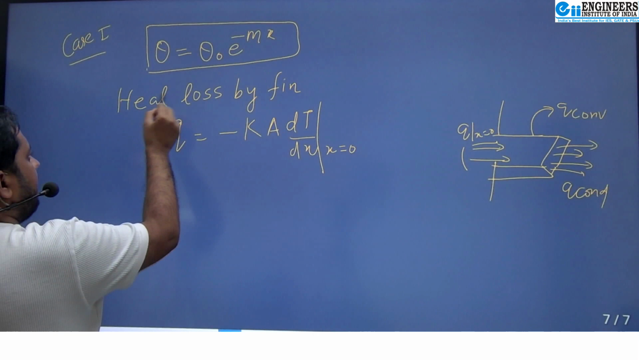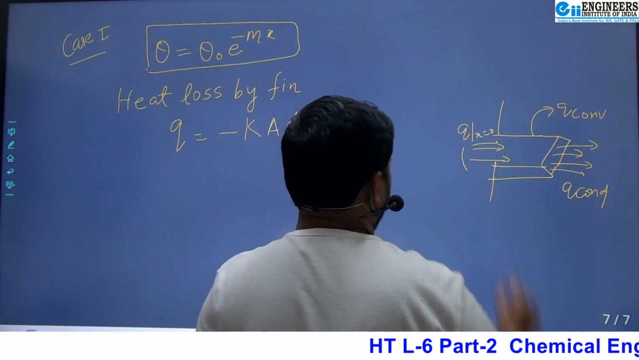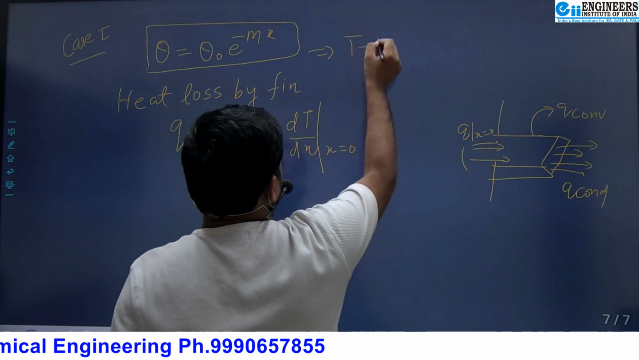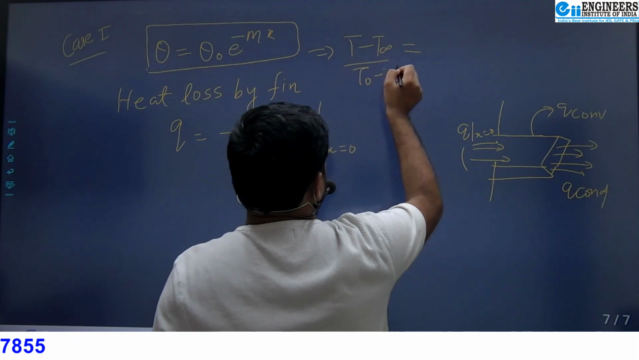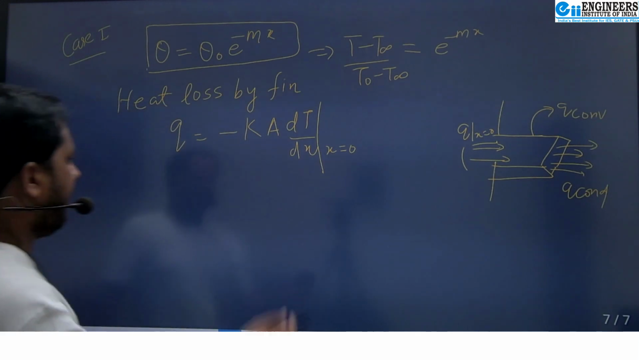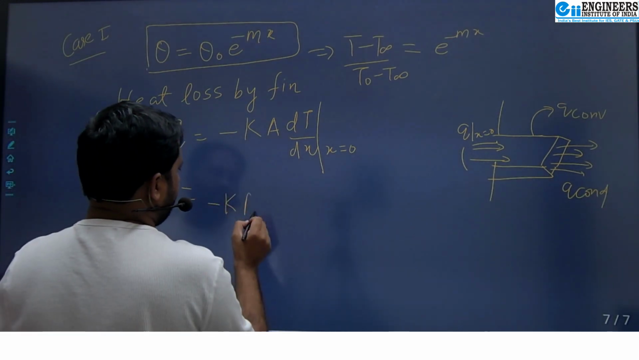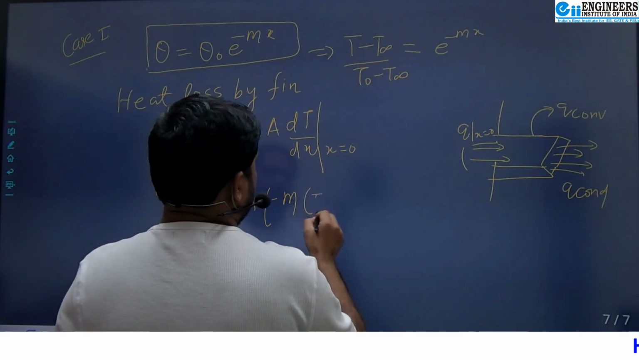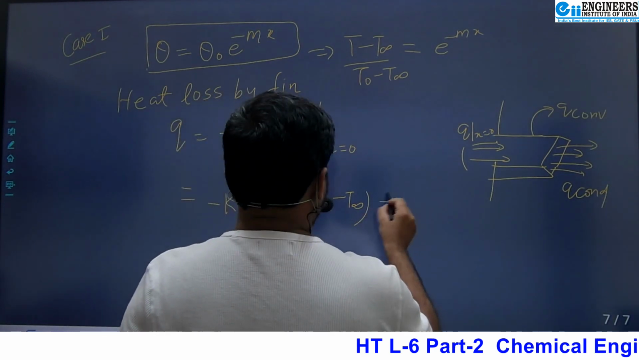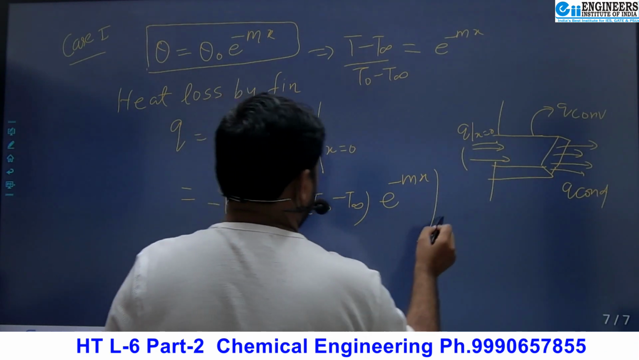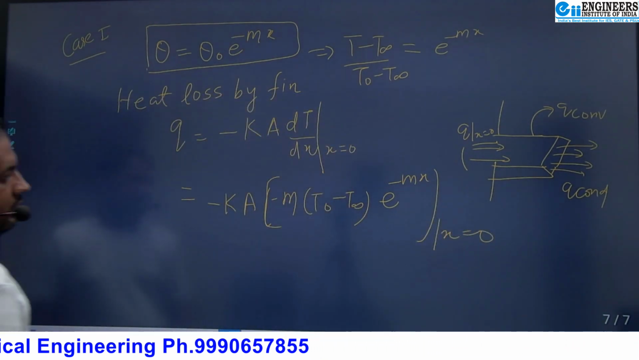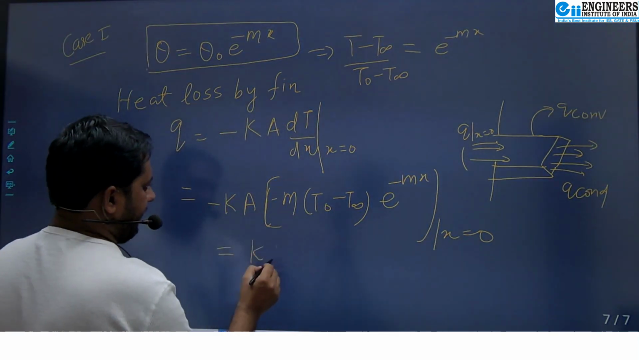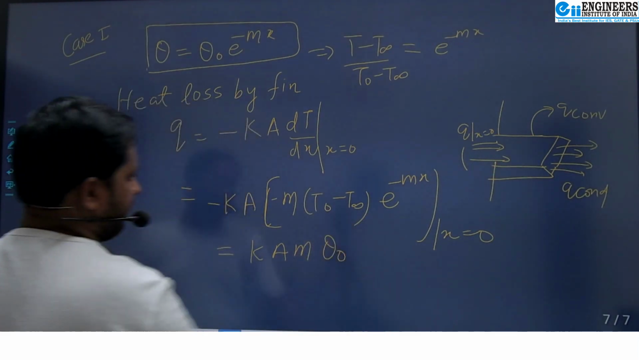So the total heat loss by the fin is calculated at the base of the fin. If we know that T minus T infinity equals T naught minus T infinity e power minus mx, then by calculating this you can write kA dT by dx. dT by dx is nothing but minus m times T naught minus T infinity into e power minus mx at x equal to 0. Now this becomes positive, and if you put x equal to 0 here, you will get kA m theta naught, because T naught minus T infinity is theta naught.